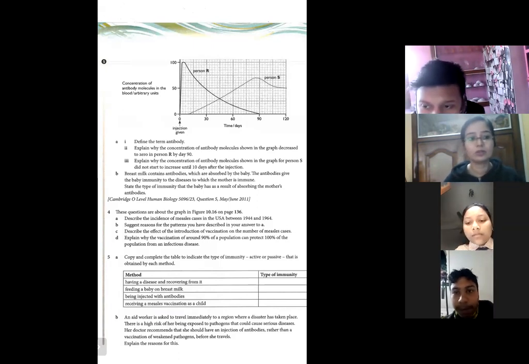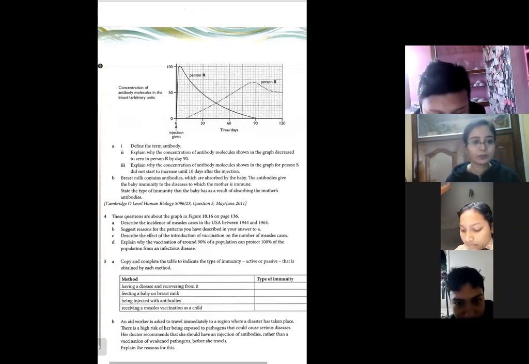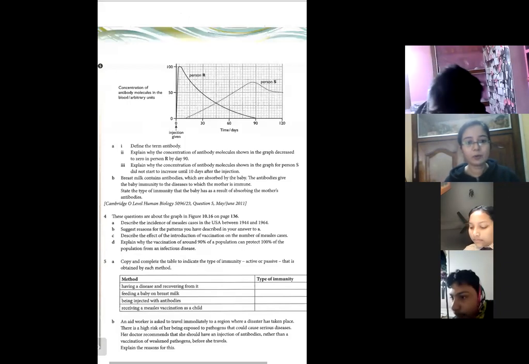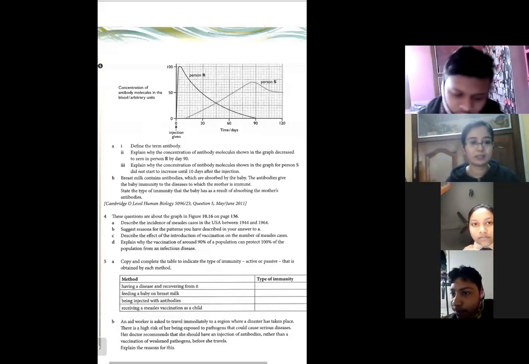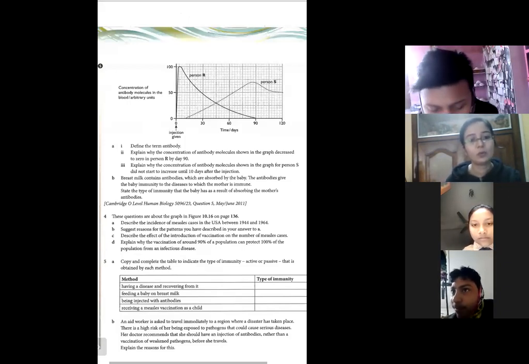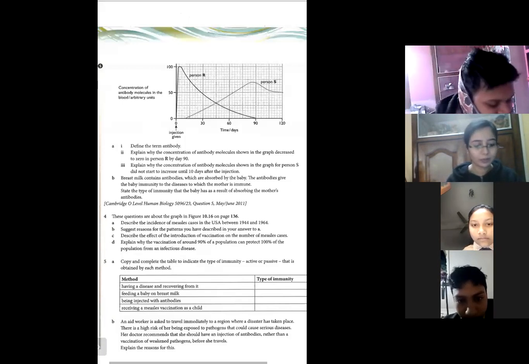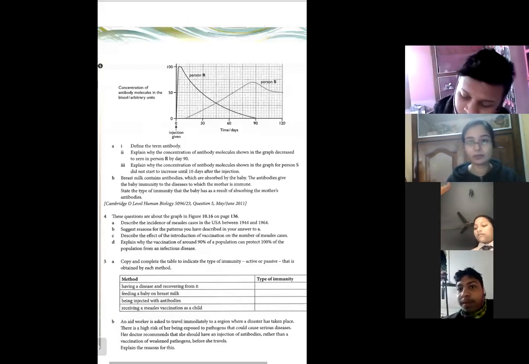We have time. Write the next question, question number 4. These questions are about the graph in figure 10.16 on page 136. So let's go to page 136, figure 10.16 first.